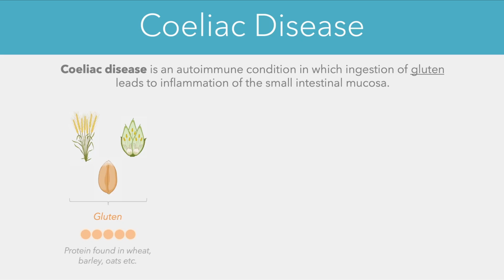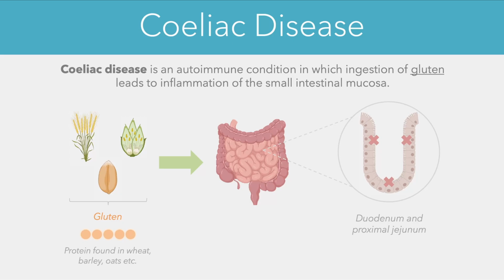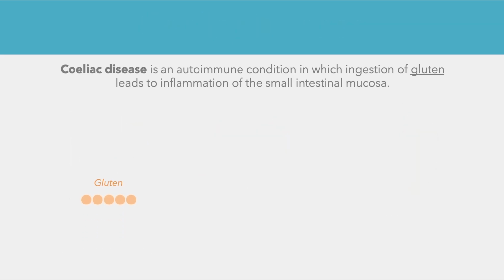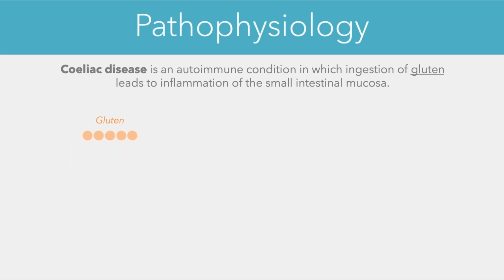When patients with celiac disease eat gluten, it triggers inflammation of the small intestine, and more specifically the duodenum and proximal jejunum layers of the small intestine, and this results in the symptoms of the condition. If we go to the start of this process, gluten is first converted by the stomach into a substance known as gliadin, and it's actually this gliadin which is responsible for most of the pathophysiology of celiac disease.